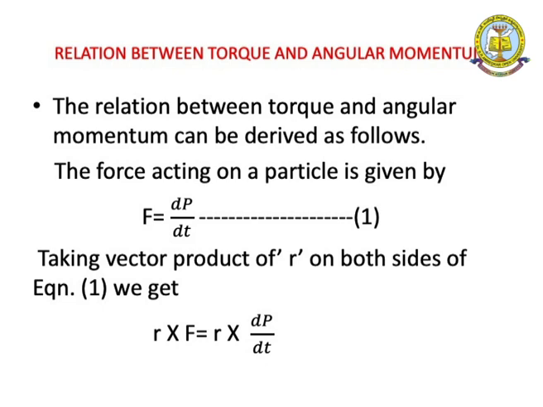The relation between torque and angular momentum can be derived as follows. The force acting on a particle is given by F equal to the rate of change of momentum, dp by dt. Taking the vector product of r on both sides, we have r cross F is equal to r cross dp by dt.